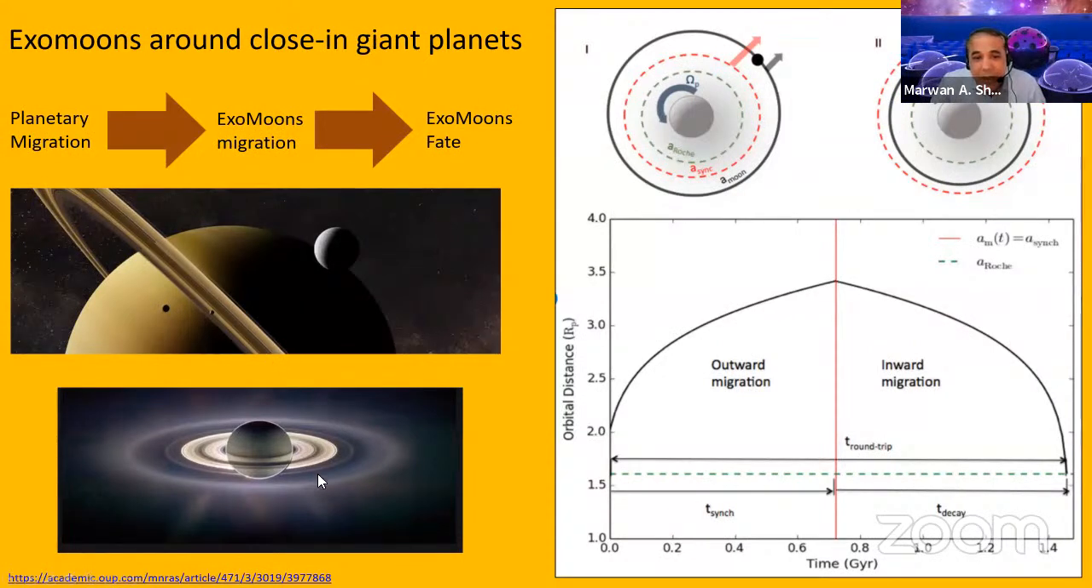How? Either the moon would collide with the planet, if it comes closer than the Roche limit, or it can explode to make rings. So we have something called exorings as well in this case. So we have to think this way when we observe exomoons. We might find exorings as well.